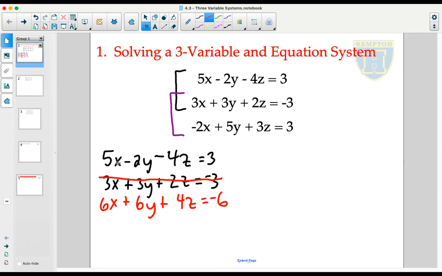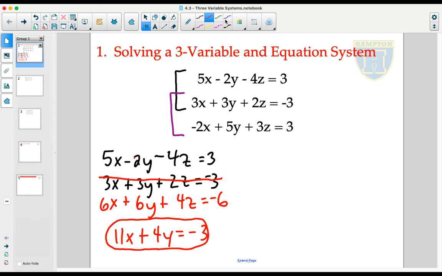Adding down, I have 5x and 6x is 11x. Negative 2 plus 6 is positive 4. The z's have opposite coefficients, so they will add to 0. And 3 plus negative 6 is negative 3. This, as a combination of those two equations through allowed operations, is the first equation for my new two-variable system.